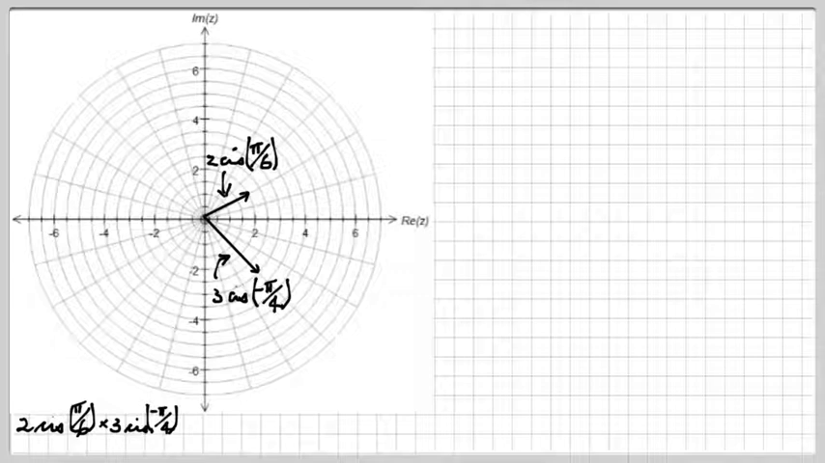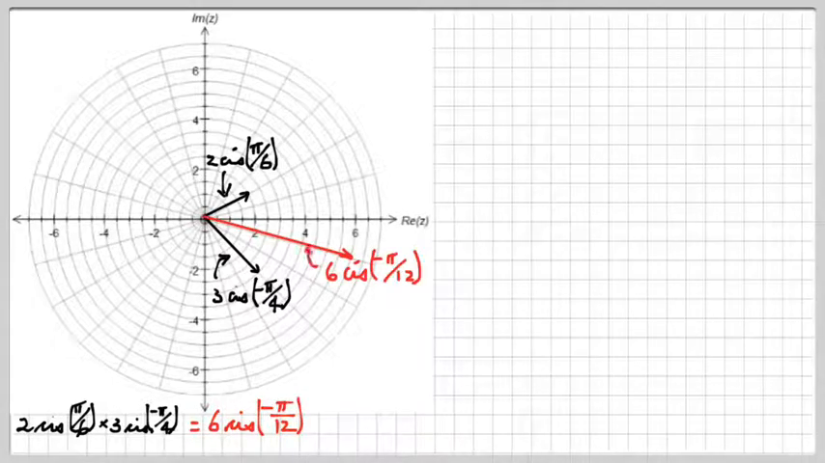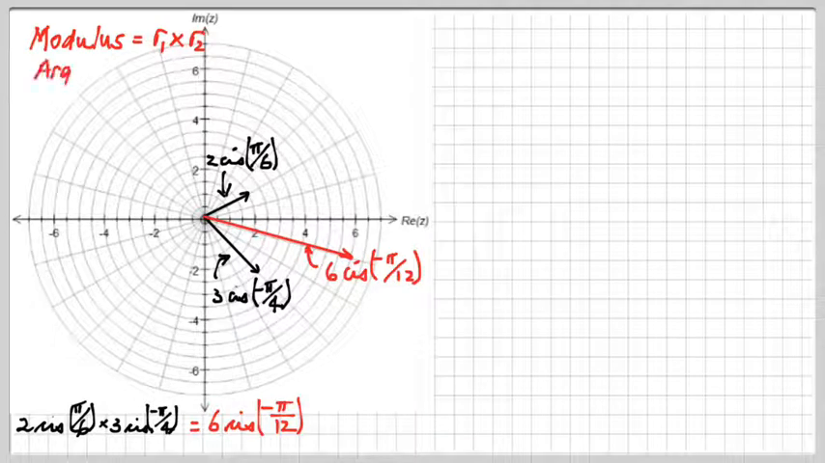Now if you multiply them together, we're going to get something 6 units long, and it's going to be minus pi on 12. Yes? Okay, let's do it. It's a red line this time. Oh, isn't that nice? Look at that. Beautiful. Okay, that's what you do. Now, if you get that in an exam, you will know what to do. So the modulus was R1 times R2, which was 2 times 3, which was 6, and the argument was theta 1 plus theta 2, which got us minus pi on 12.